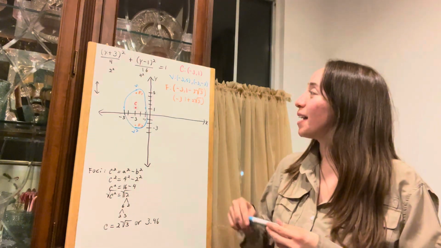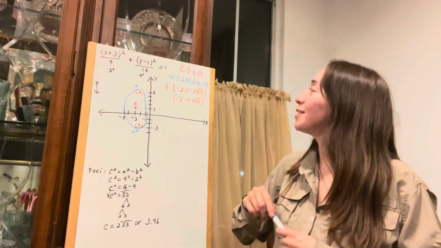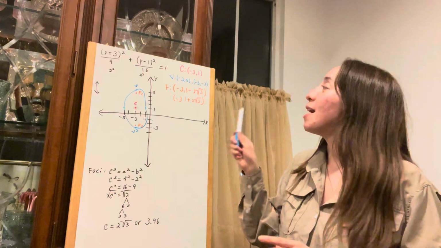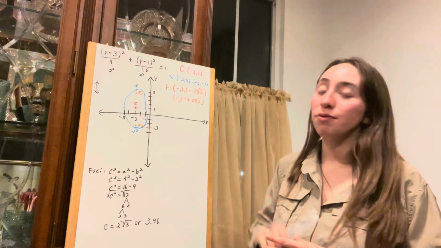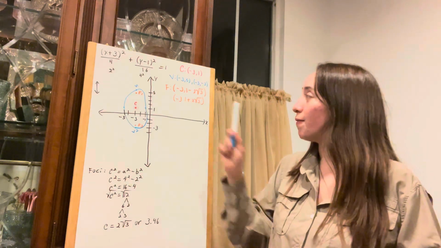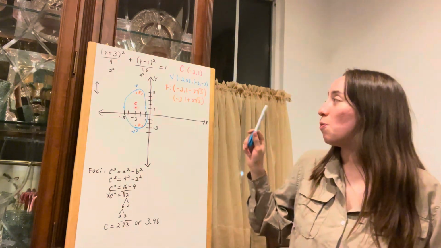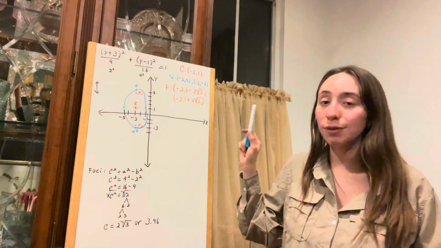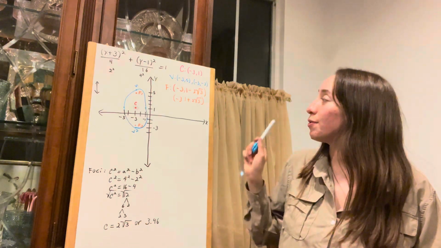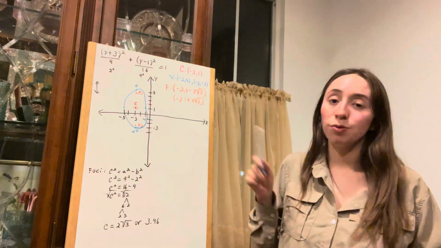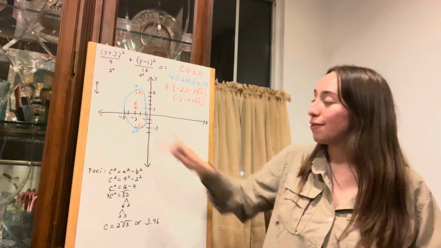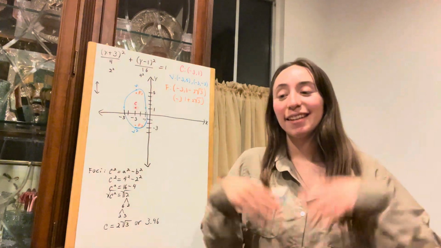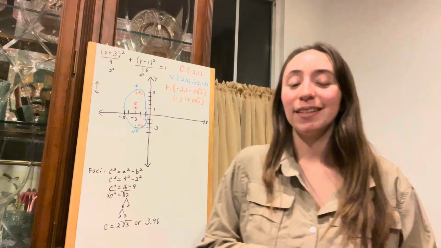So I got my center point at -3, 1, my vertices at -3, 5 and -3, -3. My foci at -3, 1 minus 2 square root 3, and -3, 1 plus 2 square root 3. And this is my graph. And that is how you solve and graph an ellipse.